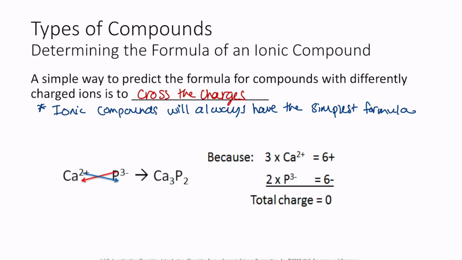So here, in this example, calcium is in group 2. It's going to have a 2+ charge. Phosphorus is in group 5. It's going to have a 3- charge. So we can simply cross the charges to get our formula of Ca3P2.